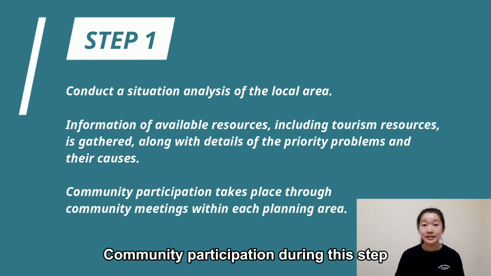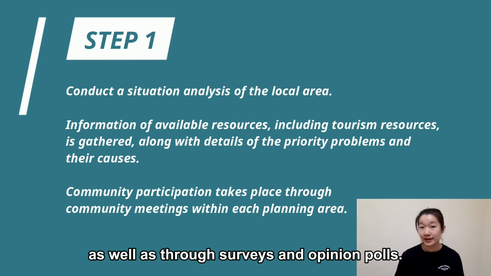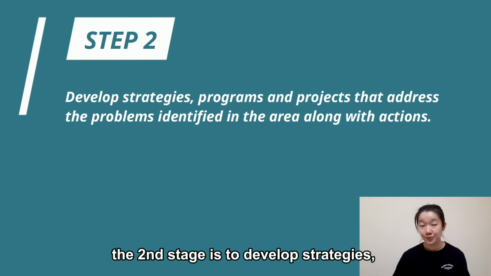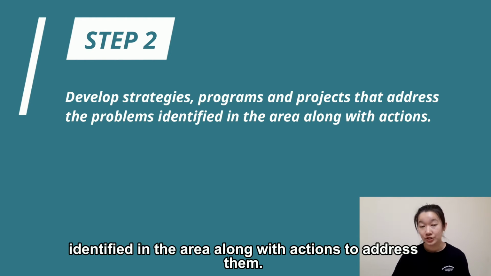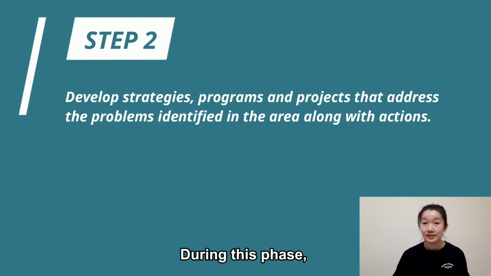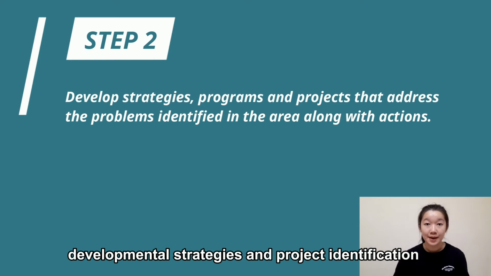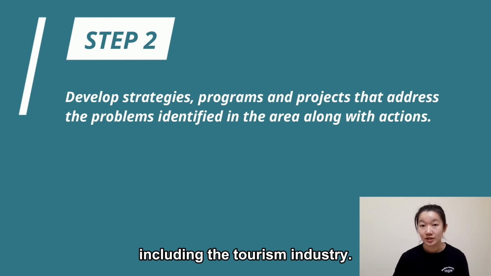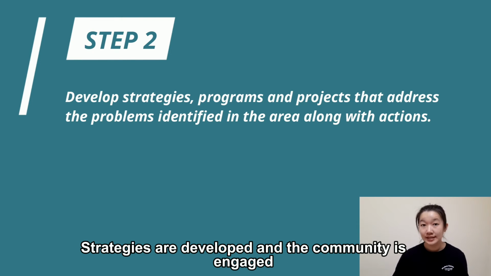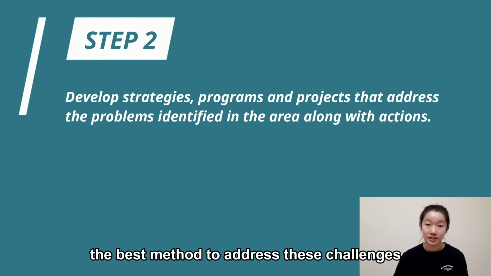Community participation during this step takes place through community meetings within each planning area, as well as through surveys and opinion polls. The second stage is to develop strategy, programs and projects that address the problem identified in the area, along with actions to address them. During this phase, a long-term vision is developed as well as objective, developmental strategy and project identification for the various industry concerned, including tourism industry. Strategies are developed and the community is engaged through public debates to determine the best method to address these challenges.